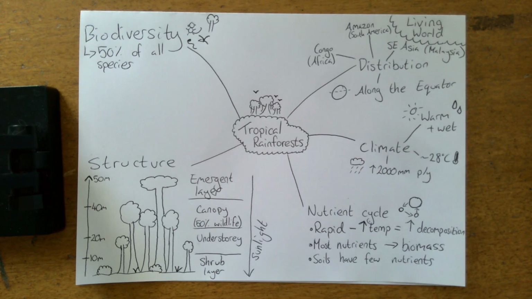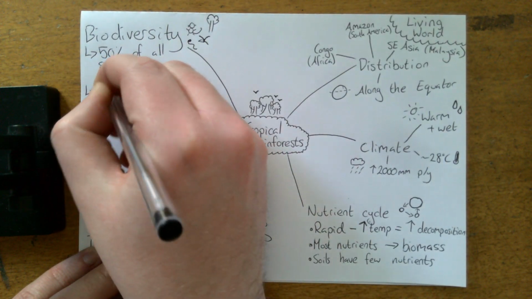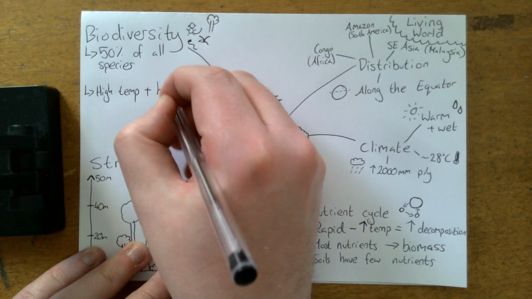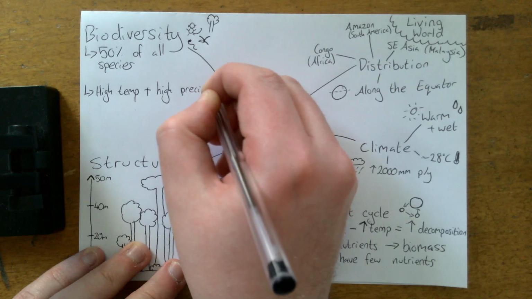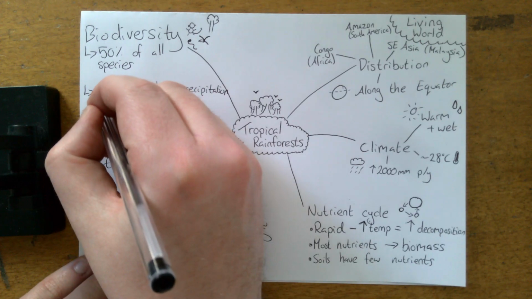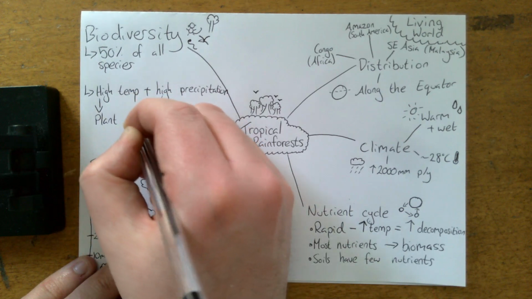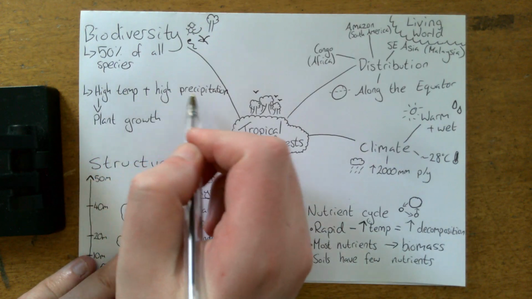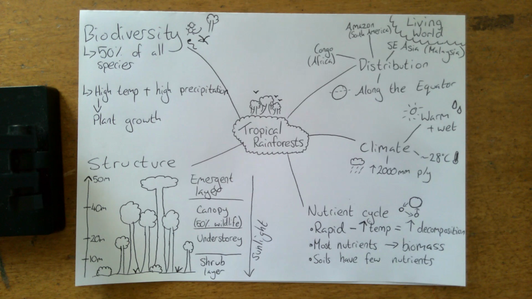Now, why are there so many species living here? Well, the high temperatures added with the high precipitation, so the rainfall, so really warm and wet conditions, this is going to be really, really good for plant growth. So these really high temperatures and this high precipitation, that's very good for plant growth. It means we have lots and lots of plants.